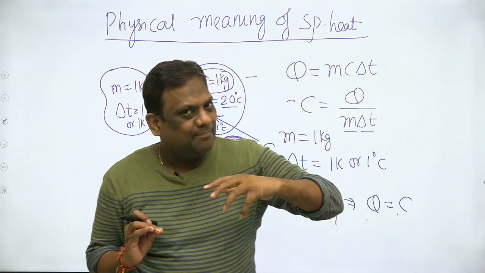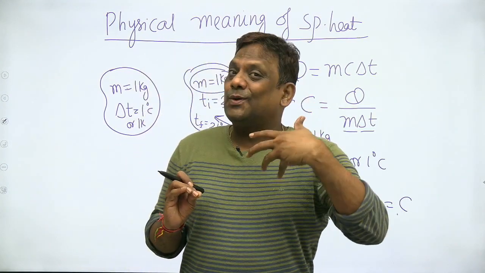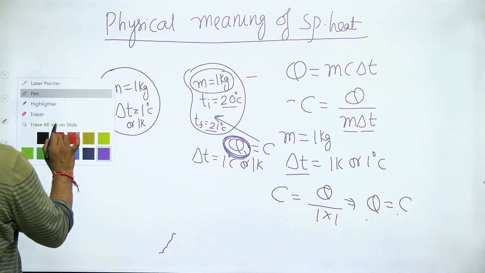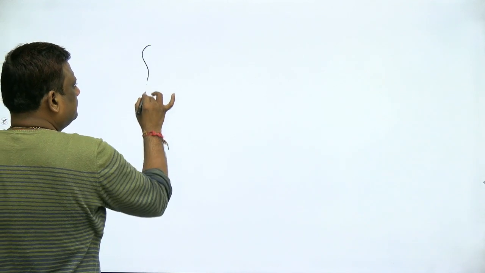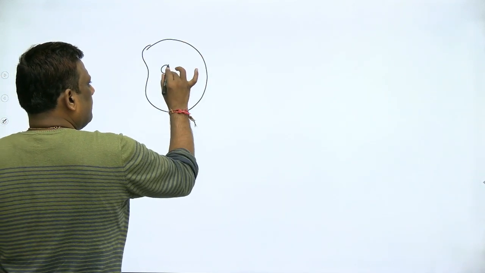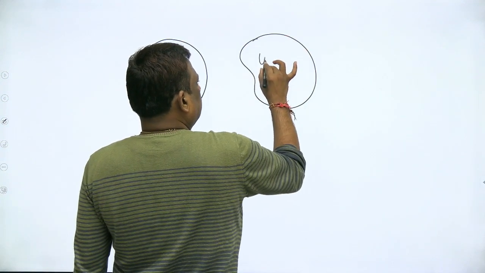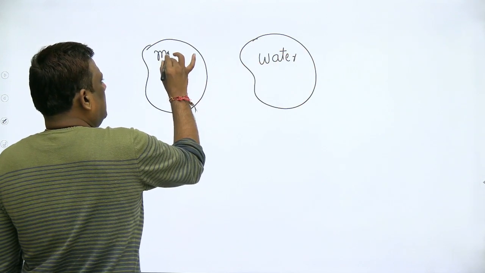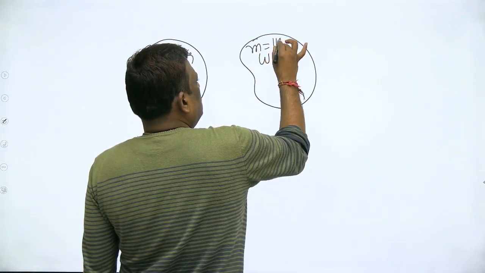So this is mathematical. Let us see physically what it is representing. Understand this carefully. Now let us see physically what it is representing in detail. Okay, now I will take air, then I will take water. Let us take 1 kg air and let us take 1 kg water.